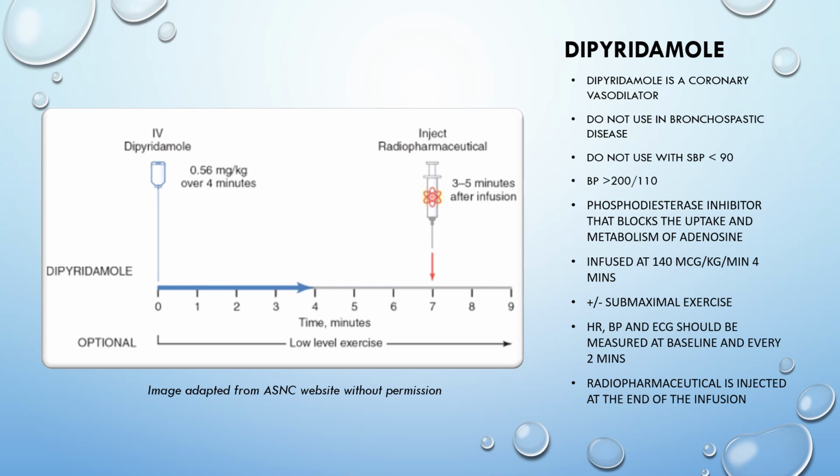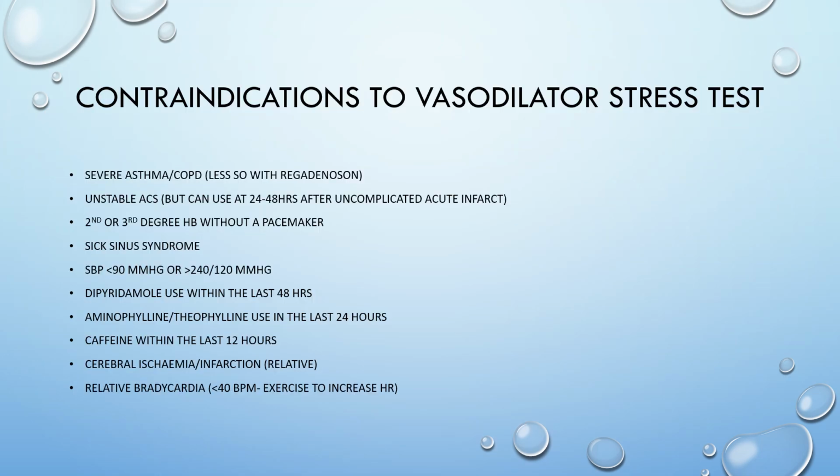It's infused at the rate of 140 mics per kg per minute for about 4 minutes, and 3 or so minutes after the infusion, the tracer is given, in the dose that's recommended. Heart rate, blood pressure, and ECG should be measured at baseline and every 2 minutes when this is infused, and then the tracer rules are obeyed after it's been injected. So those are all of the vasodilators that are used: regadenoson, adenosine, and dipyridamole.